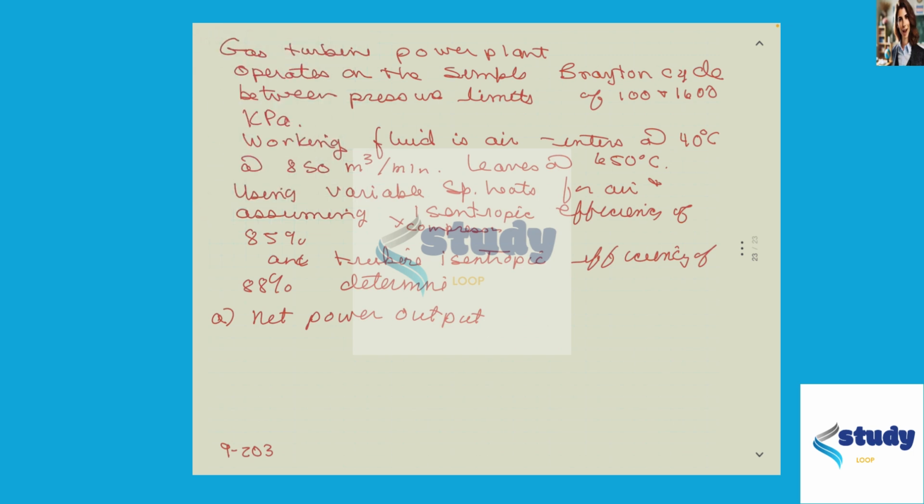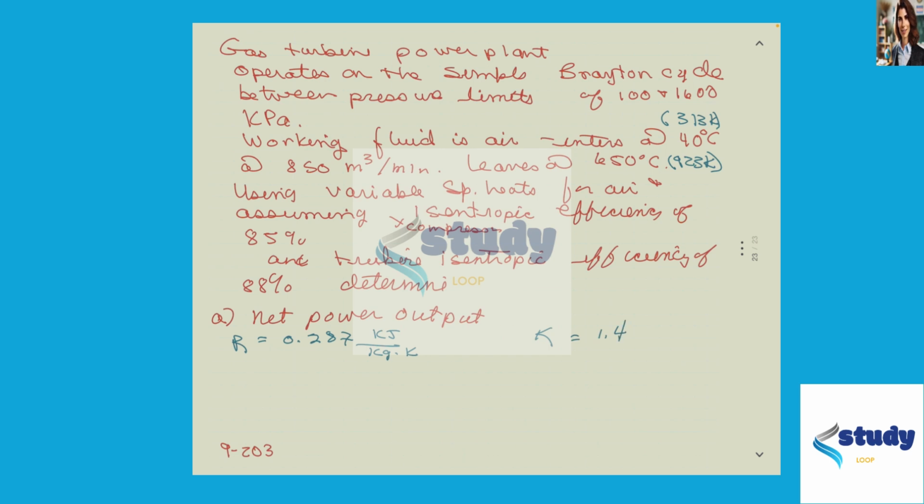Okay, so this will be 313 Kelvin, and this will be 923 Kelvin. Let's get those into Kelvin. We've got our efficiencies, and so R we're going to get from a table, that will be 0.287 kilojoules per kilogram Kelvin, and our specific heat ratio will be equal to 1.4.